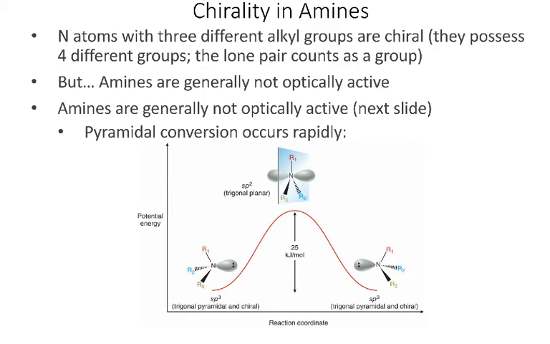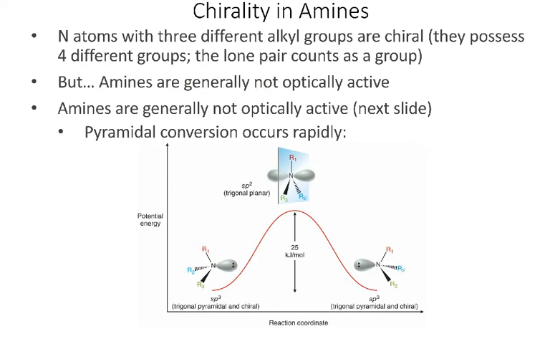The nitrogen in amines can be chiral. If the nitrogen is connected to 3 different alkyl groups, then that nitrogen is in fact chiral, because the lone pair counts as a 4th group. Now, the reason I'm not going to talk a lot about this is because amines are generally not optically active.